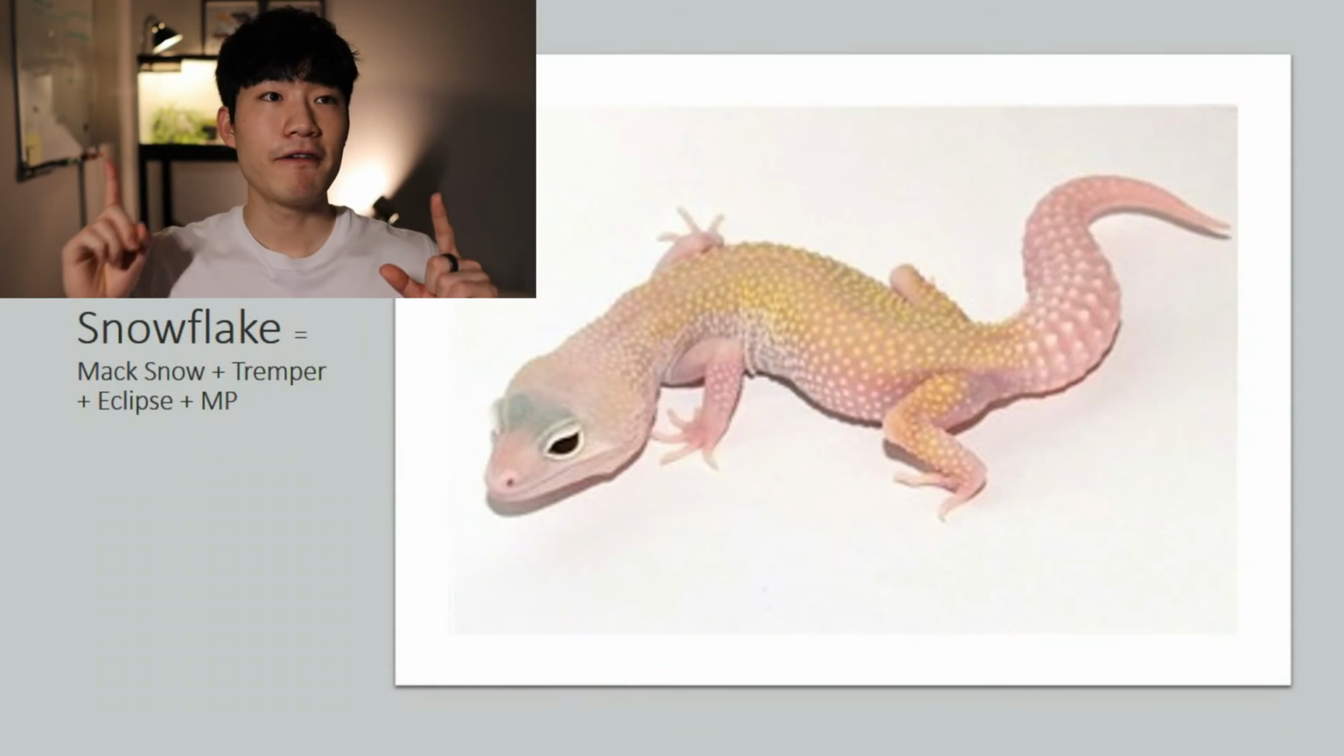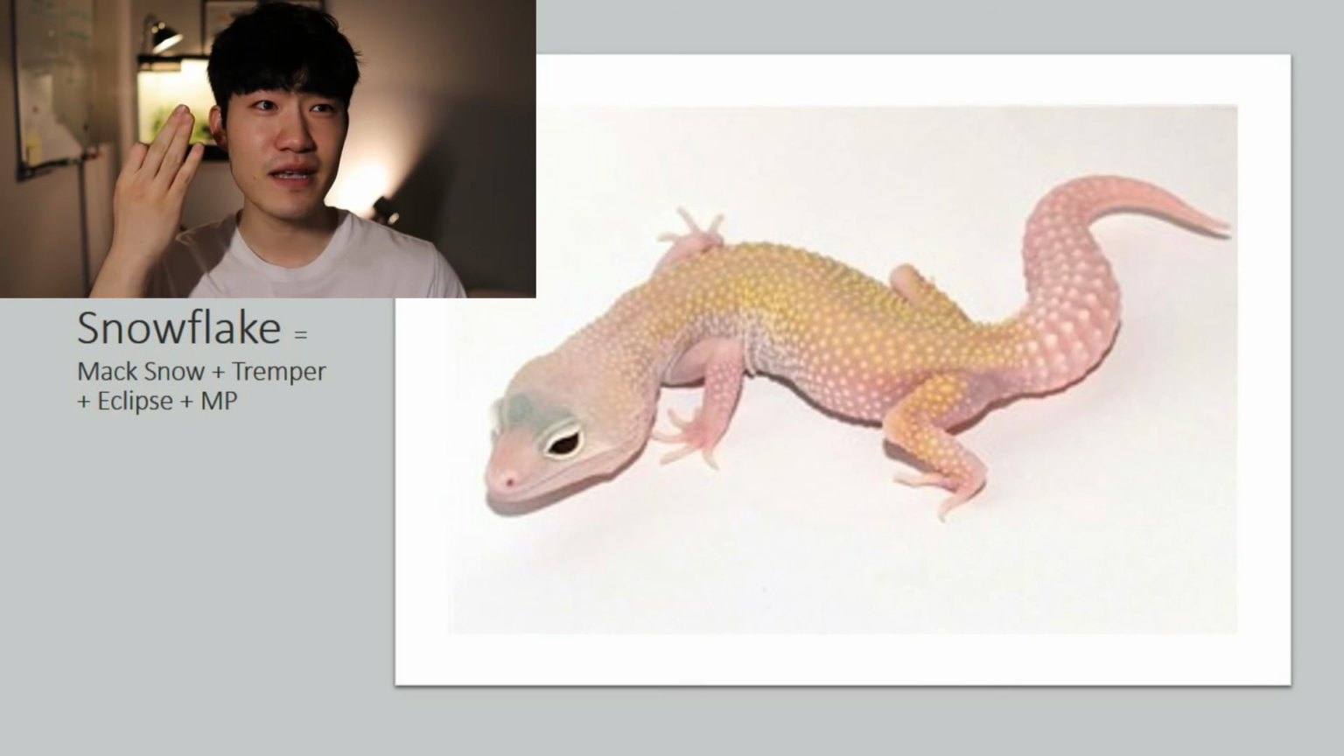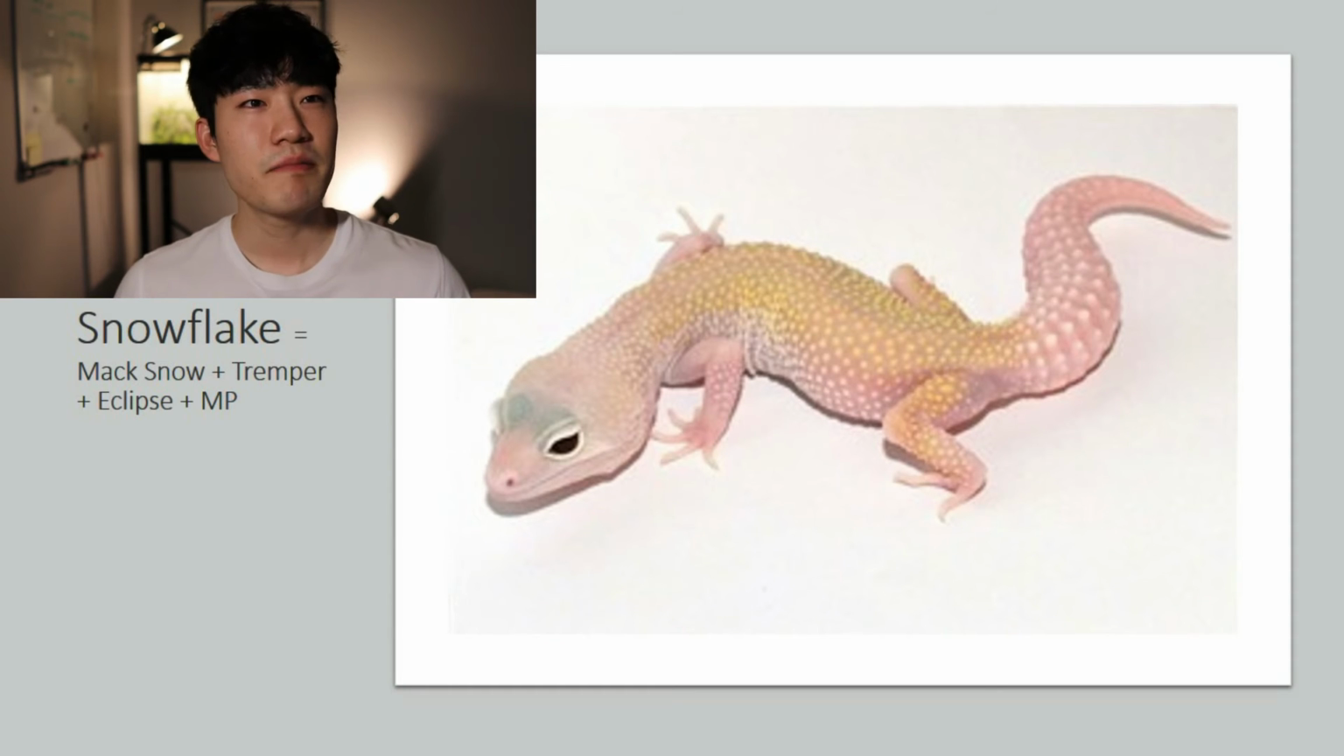And lastly, I found the Snowflake, and after seeing these combinations, man, people put a lot of genetics in them. This one has a Mack Snow, Tremper, Eclipse, Murphy Patternless. Oh my god, there's so many. But anyway, it's very similar, except this is lighter.